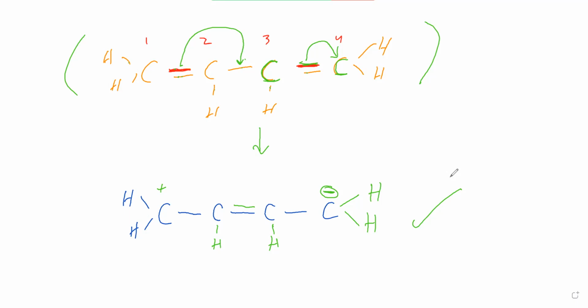And conjugation happens when you have alternate double bonds. In the vicinity of one pi bond there is another pi bond, then the pi bond has the potential to move. Otherwise, if it has isolated double bonds, then they can't move. Is it clear? Yes, sir.